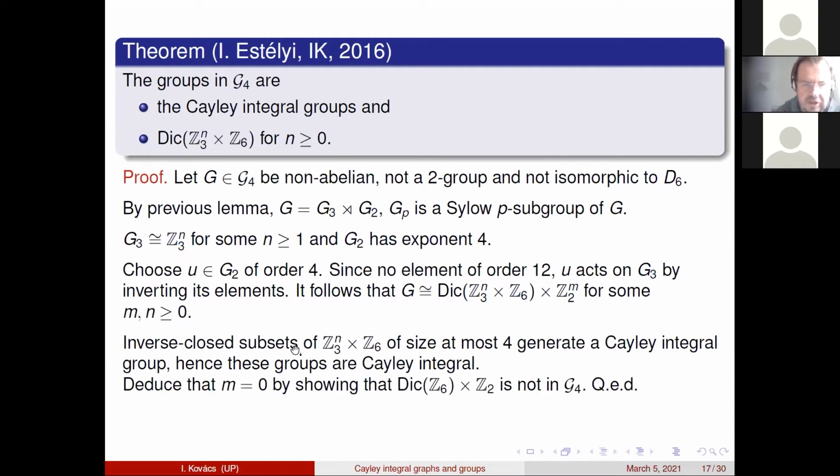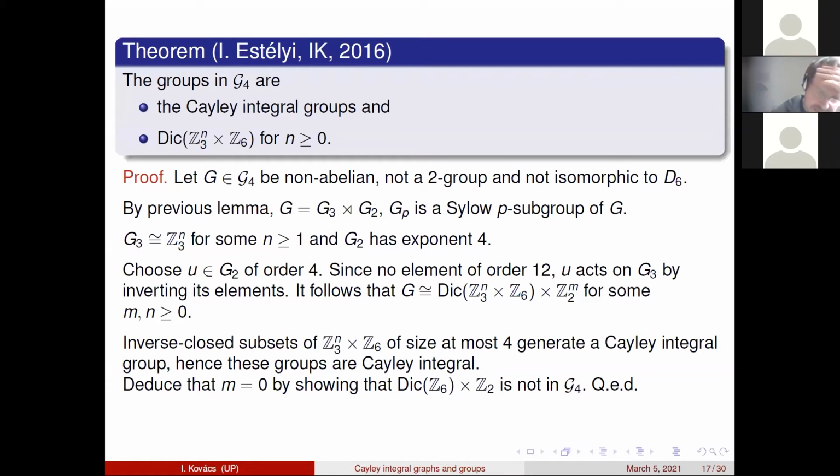And now we just have to handle the other direct factor and deduce that M is 0. To deduce that, it's enough to study just one small group, and this is not in G4. So by this, we managed to find G4.